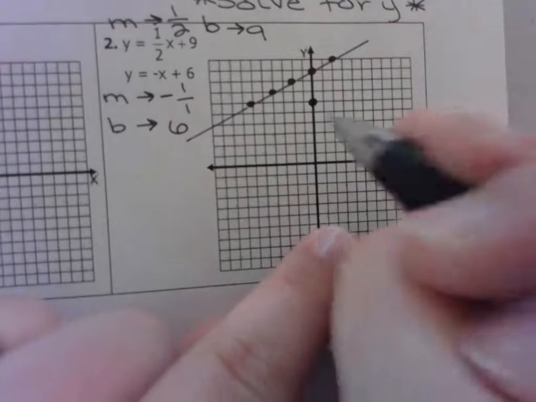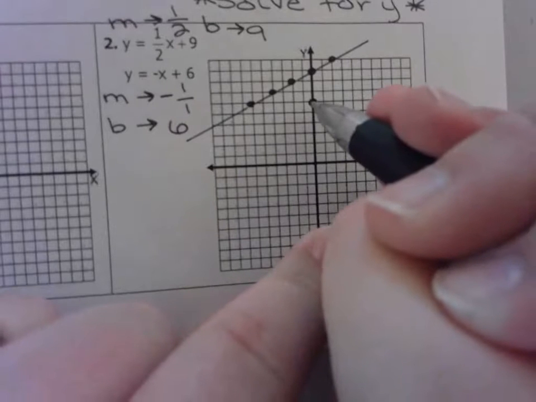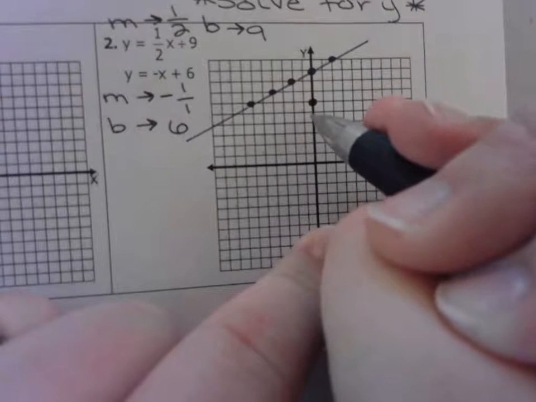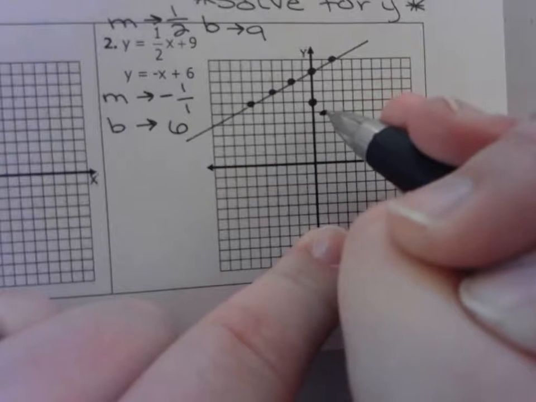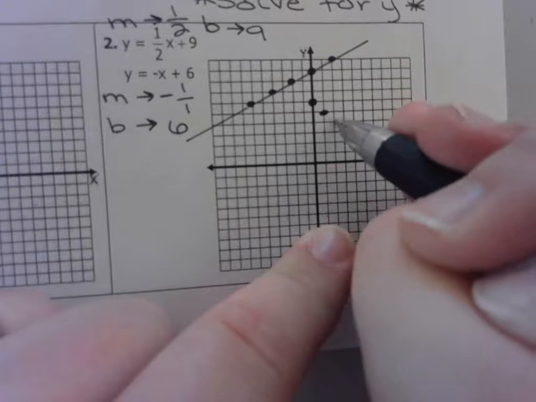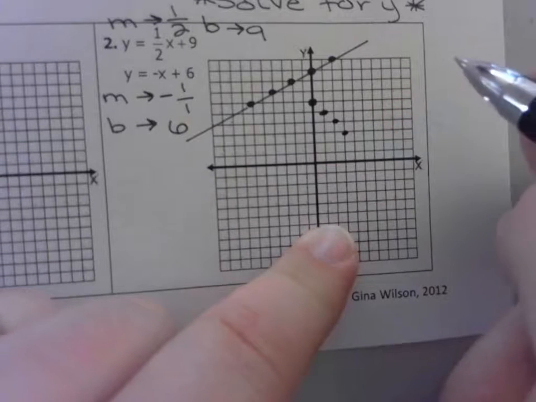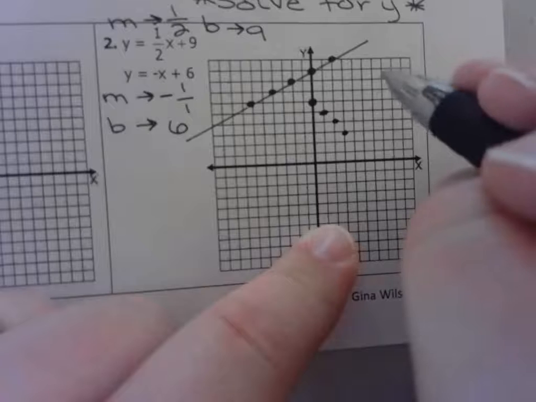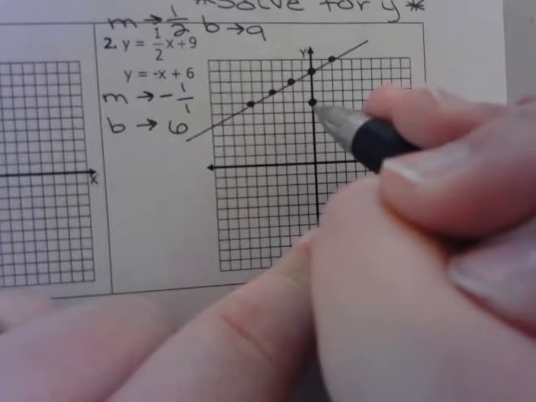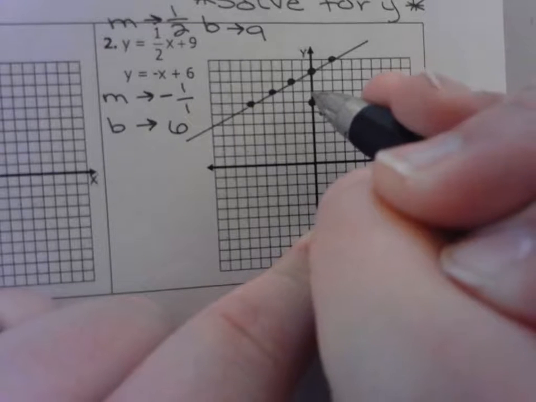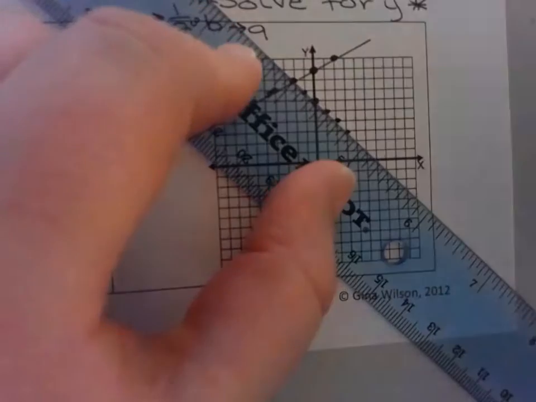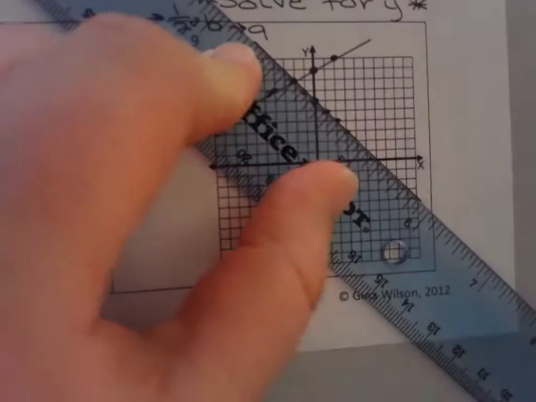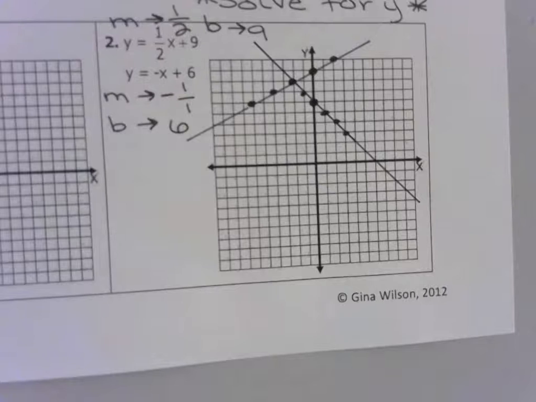How do I get my other points? Down 1, right 1, because it's a negative. If down is my negative, I have to do a positive 1. So down 1, right 1, down 1, right 1. Let's get a few other points. Instead of going down 1, right 1, I can go up 1, left 1, up 1, left 1. When you draw that line, we want a good number of points so we can draw it as straight as possible. That's why we're using rulers.